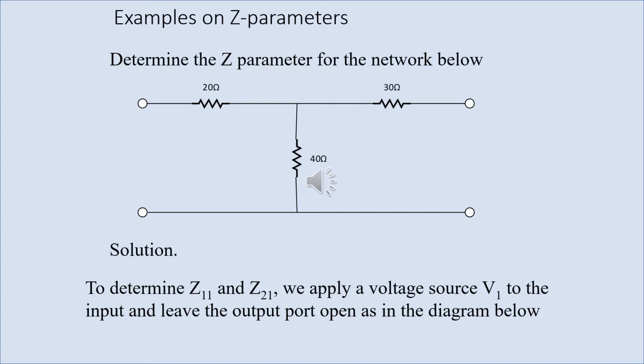0. That is, there's an open circuit at the output side, and so by setting our I2 equal to 0, we have an open circuit at the output side, and our Z11 is V1 over I1, and our Z21 also is V2 over I1, as we'll see in the next slide.